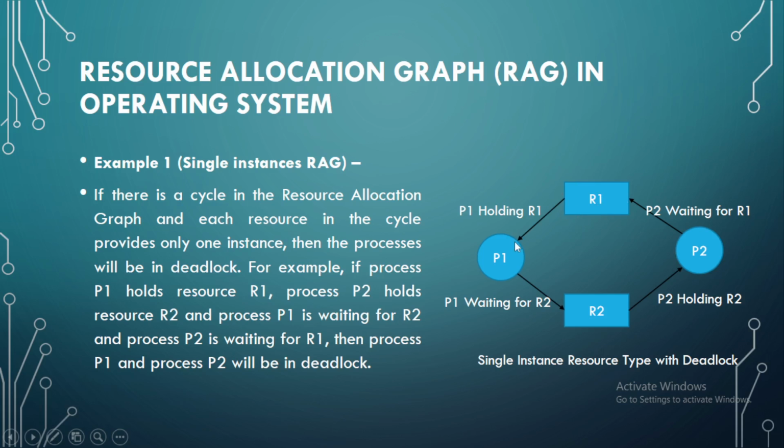For example, process P1 holds R1 and process P2 holds resource R2. Process 1 is waiting for resource 2 and process 2 is waiting for resource 1. Then process 1 and process 2 will be in a deadlock. Here process 1 is waiting for a resource held by process 2, and process 2 is waiting for a resource held by process 1. So both processes are waiting for each other to complete. So this is a deadlock.